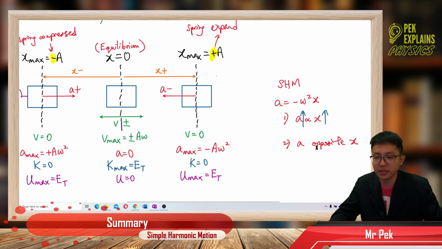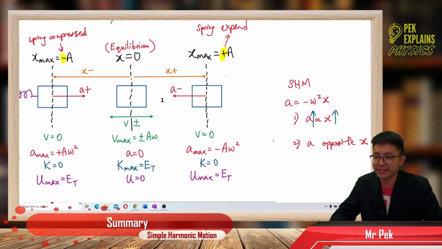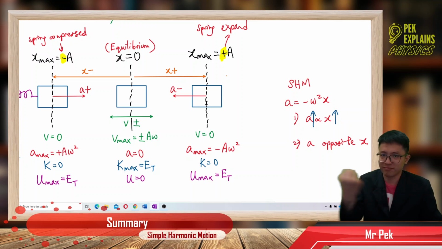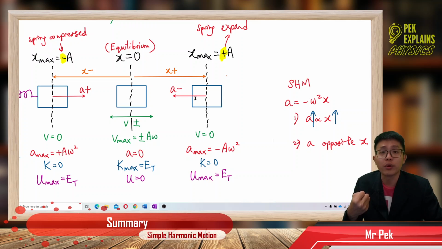However, acceleration is opposite to the displacement, in the opposite direction. So when displacement is positive, acceleration is negative. Why is acceleration negative? Because when you extend, the spring wants to pull back. So there is a force to the left, the restoring force, pulling back to the left. That's why acceleration is to the left. It's negative. So when displacement is positive, acceleration is negative. Acceleration and displacement are always in opposite directions.